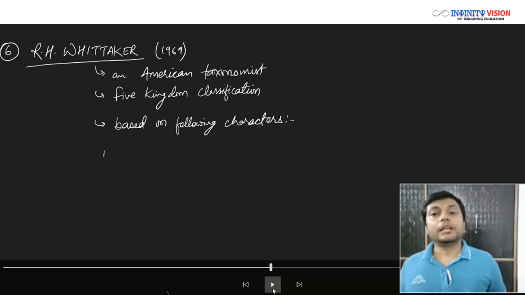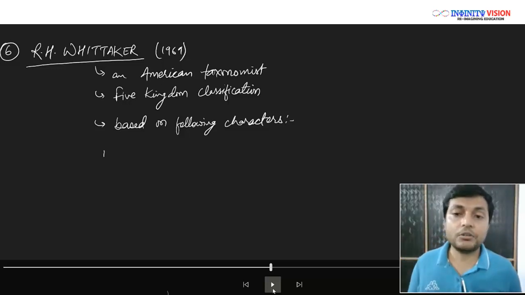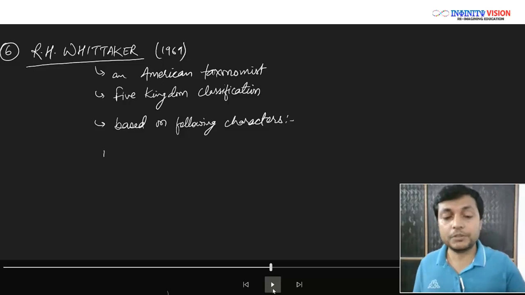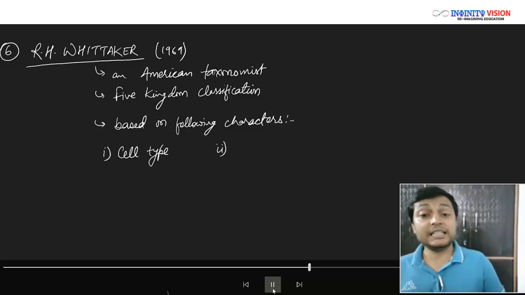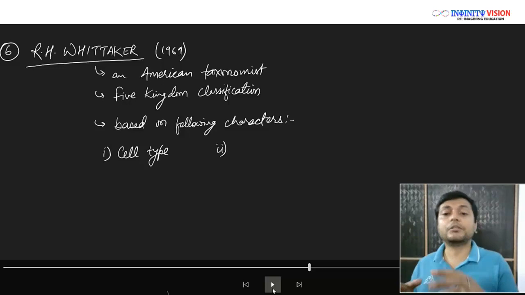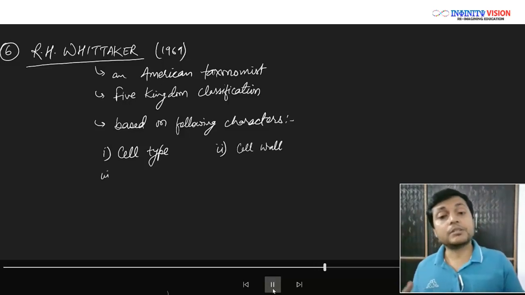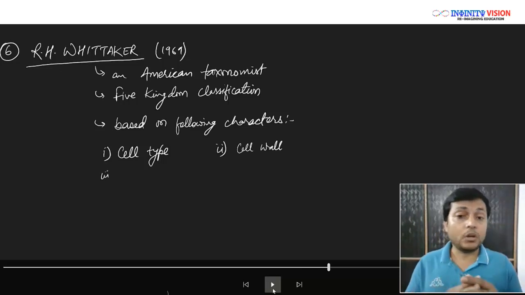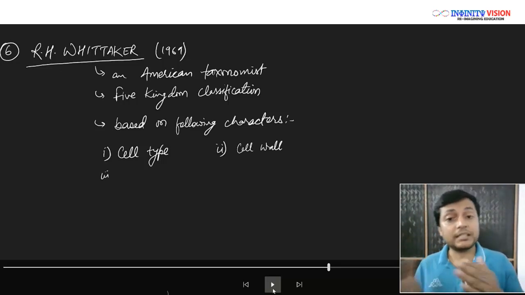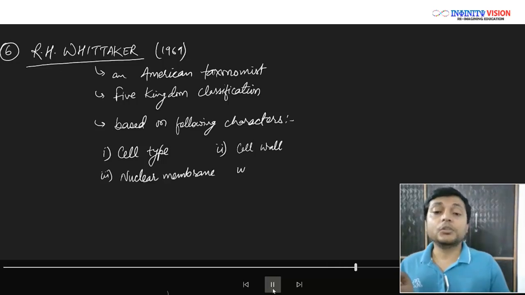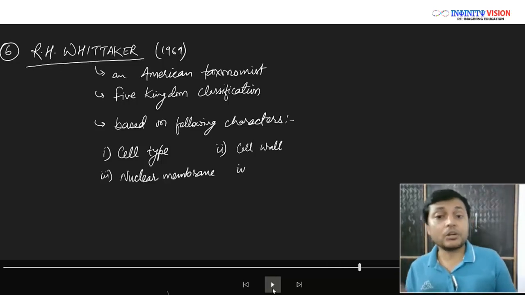Now, this five kingdom classification was based on the following characters. He did this classification on the basis of these particular features. The first one is cell type, as in whether the cell is prokaryotic or eukaryotic. Then was the cell wall, whether the cell wall is present or absent. If present, it is cellulosic or non-cellulosic. So these were the basis of R.H. Whittaker classification. The third basis was nuclear membrane, whether the nuclear membrane is present or absent.